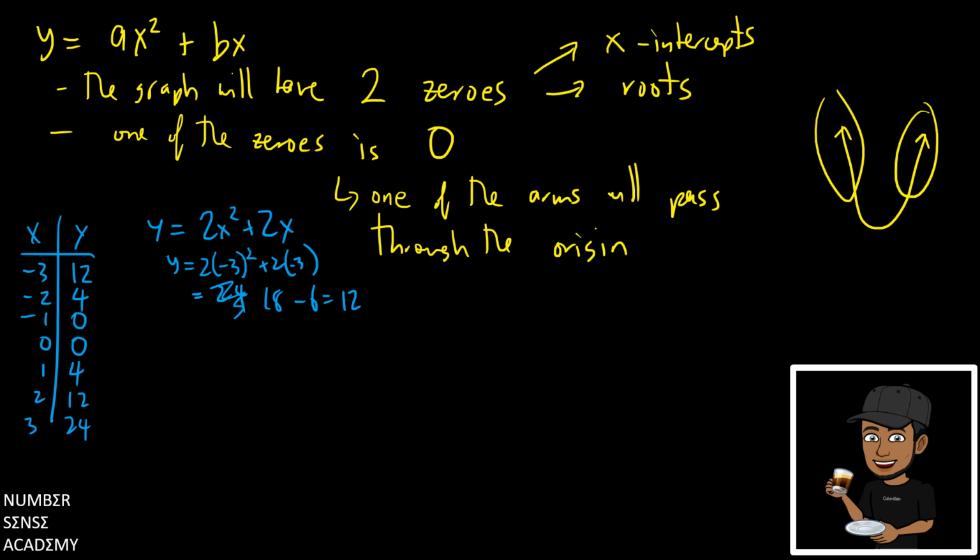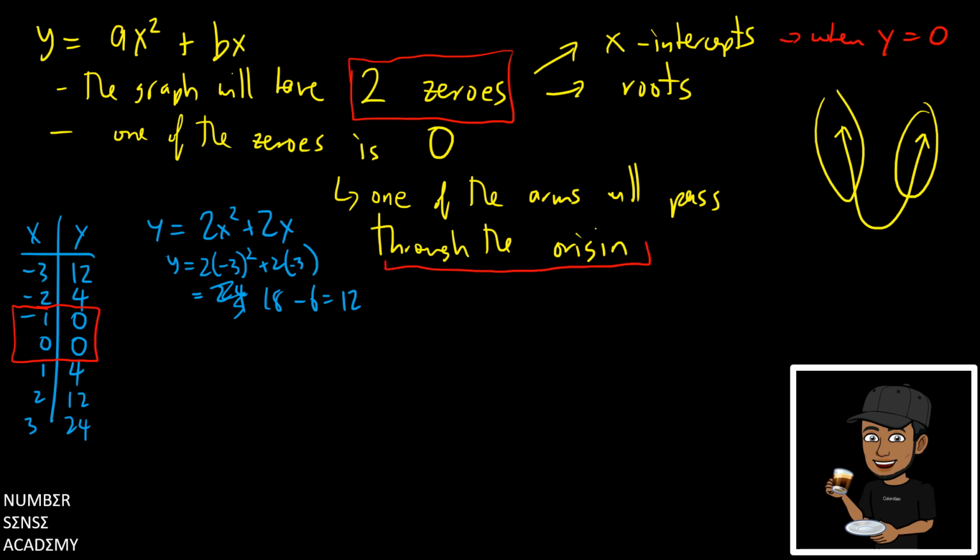Yeah. So just like I said, we have 2 zeros. When do the zeros happen? These are the x-intercepts when y equals 0. So y is equal to 0 twice. One of them happens at -1, and the other one happens at the origin. One of the arms will pass through the origin.